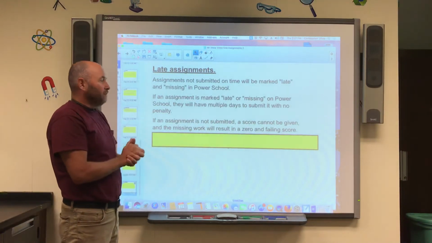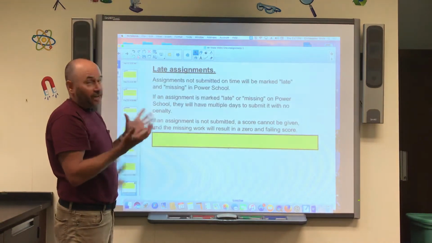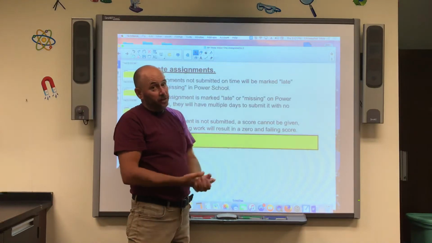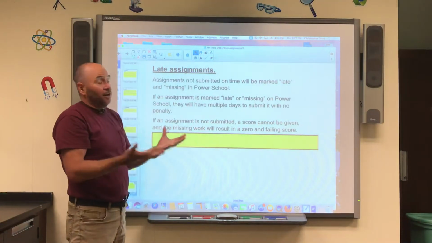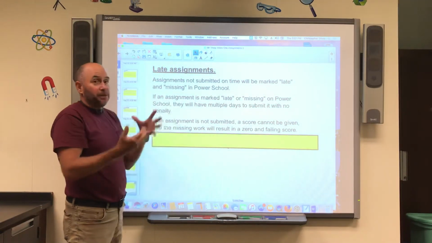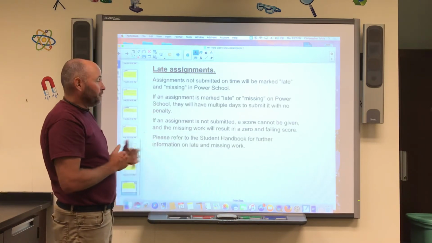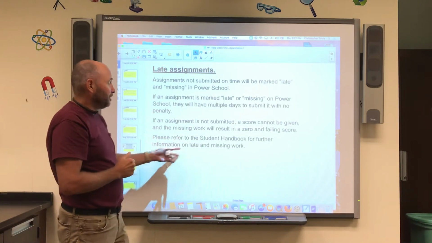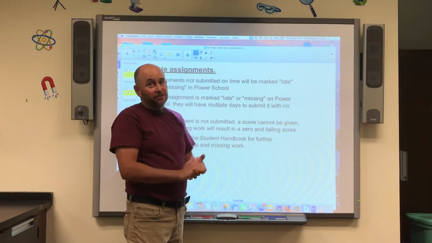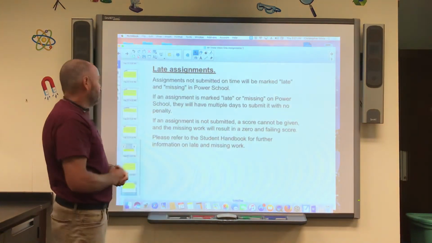Okay, if an assignment is not submitted after they've had plenty of time, a score cannot be given. So the missing work will result in a 0 and a failing grade. Okay, so I cannot give a score for something that does not get turned in. And eventually, I have to, by district policy, mark things as 0. Please refer to the student handbook for further information on late and missing work. Okay, you will sign a certificate, or you have signed a certificate saying that you've read about the conditions for late and missing work. All right.